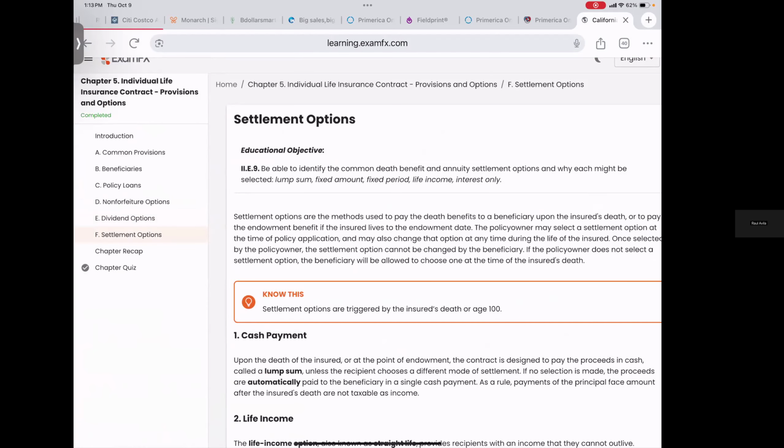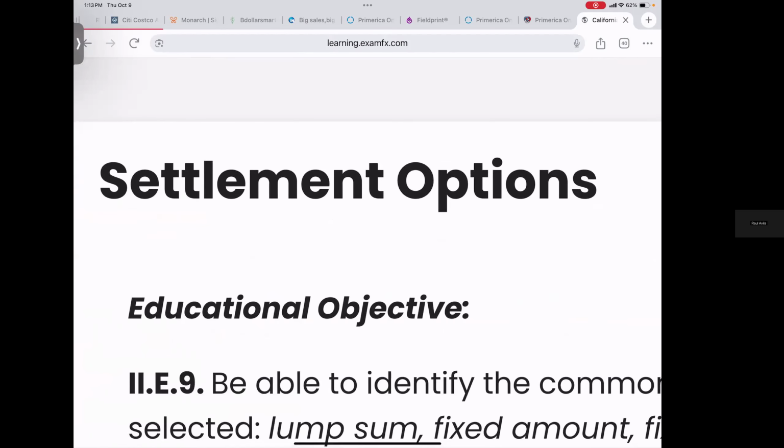All right. Settlement options. What's the scenario here? The scenario is that the insurance company asks you, how do you want your money? That's called the settlement options. Let's say you're the insurance company and you're selling me a policy and you say, okay, Raul, you're covered for 500,000, your beneficiary is your wife. So if you die, how do you want your wife to get that money? That's called a settlement option.